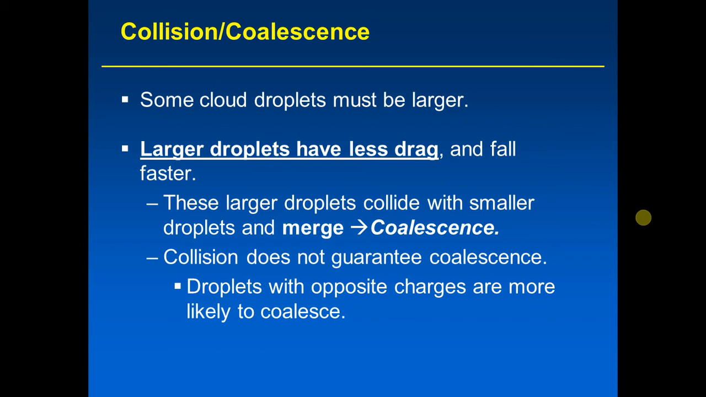Laboratory studies show that collision does not always guarantee coalescence. Sometimes the droplets actually bounce apart during collision. Okay, sometimes they break up. The forces that hold a very small droplet together, surface tension, are so strong that if the droplet were to collide with another tiny droplet, chances are the droplets would not stick together. Coalescence appears to be enhanced if droplets that collide have opposite electrical charges.